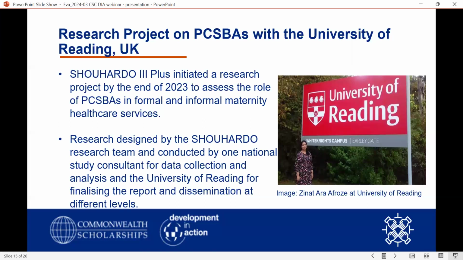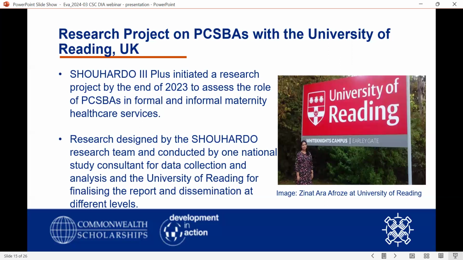The research findings also show that the PCSBs can help the Government of Bangladesh execute its plan to increase the number of safe institutional births by guaranteeing that all mothers receive ANC, AD, and PNC. One interesting thing is that this research has two parts. The research was designed by me and my team. Then we hired one national consultant for data collection and analysis. Then I collaborated with my beloved University of Reading for finalizing the report, publishing articles in academic journals, and wider dissemination at different levels.